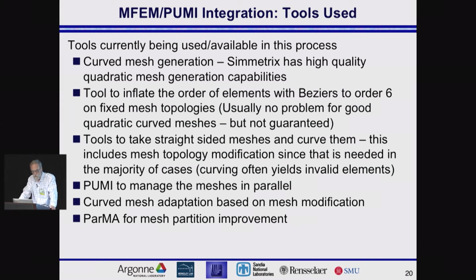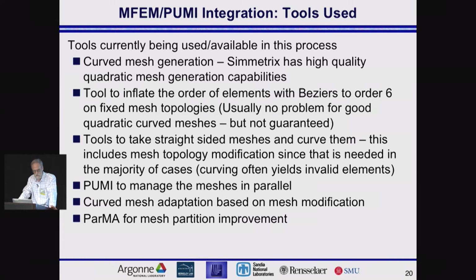So what is currently in place? We can generate initial meshes that are curved to begin with. There are some mesh generators that will actually do that. We use a particular one that will do quadratic meshes to begin with. Because we are in MFEM, you can go to certainly much higher order than quadratic and inflate the order of the geometry. At the moment, it's just up to 6th order, but it's with Bézier, so we can take it up to whatever order you want. You do start having a higher price with the higher order geometry.